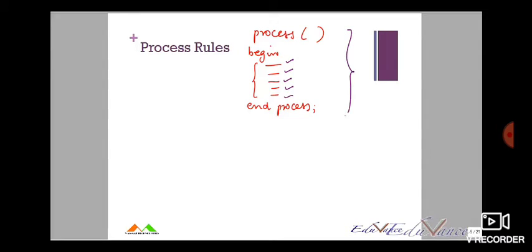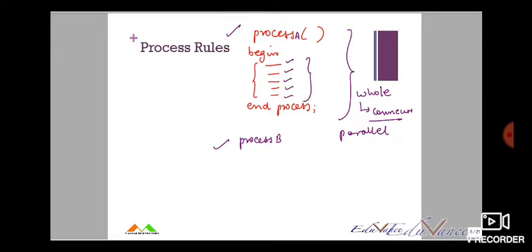The process as a whole will execute concurrently. For example, if this is process A and then I have a process B, then process A and process B will execute concurrently, that is in parallel, but the statements inside the process will execute sequentially, one after the other.